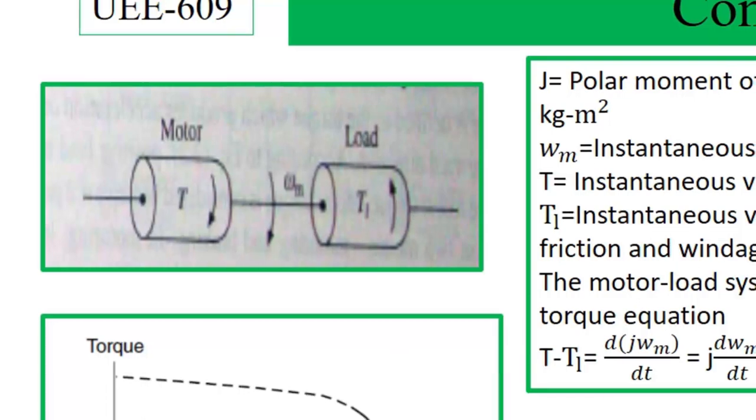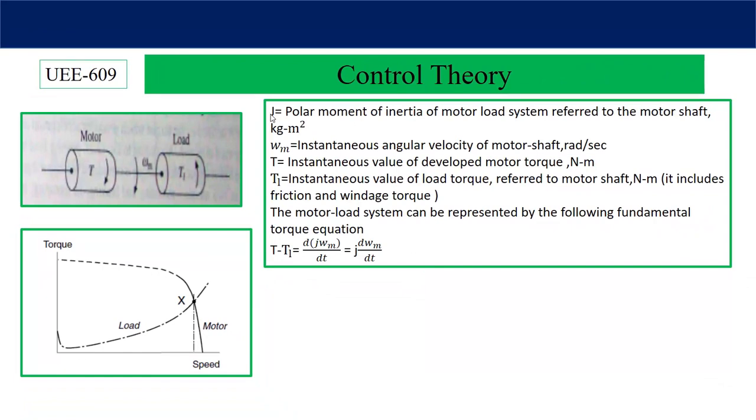To explain this with a basic equation, let's assume J as the polar moment of inertia of the motor load system, referred to the motor shaft. So the polar moment of the complete system, referred to the motor shaft, is J, and the unit is kg meter square. Omega m is the instantaneous angular velocity of the motor shaft. The speed of the motor as well as the load is omega m. T is the instantaneous value of the developed motor torque in Newton meter. TL is the instantaneous value of the load torque referred to the motor shaft, Newton meter. It includes friction and windage torque. So here across the mechanical system of the load, some friction as well as windage torque is also there, and that is included in this TL.